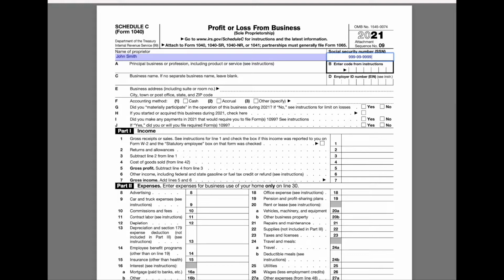Next, we'll enter the principal business or profession. This is where you'll briefly describe the business, and in today's example, we'll be doing a tax prep business. One thing to note though is if you owned more than one business, you must complete a separate Schedule C for each one. For example, if you had a lawn service as well, you'd have to do a separate Schedule C for each one. They don't get combined.